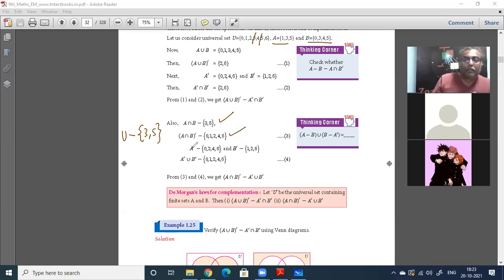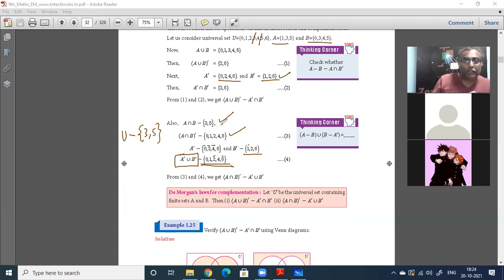Now he is going to do A complement, which we already know is 0, 2, 4, 6, and B complement is 1, 2, 6. Now A complement union B complement: 0, 2, 4, 6 union 1, 2, 6. 2 and 6 are common, so 2 and 6 are there. 0 is there, 1 is there, 2 is there, 4 and 6 are there. So A complement union B complement is equal to 0, 1, 2, 4, 6. Now, what is the big point he is getting? A complement union B complement is equal to 0, 1, 2, 4, 6.